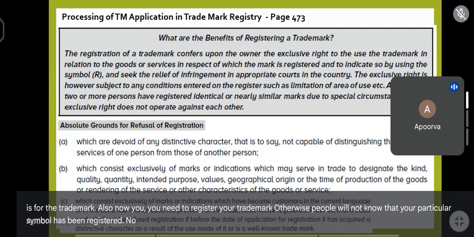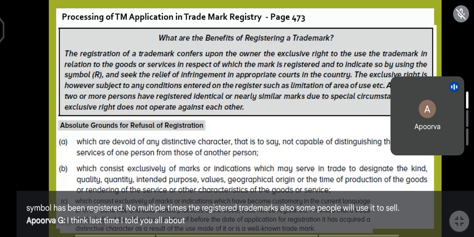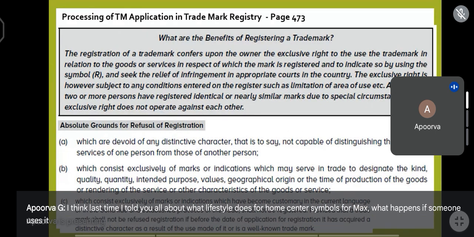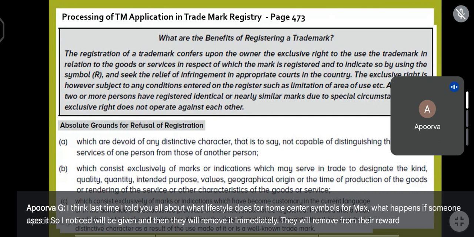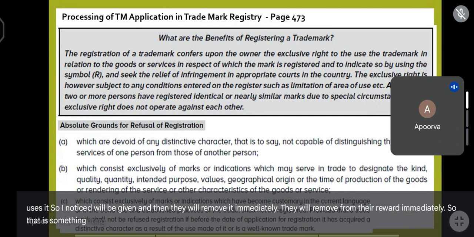Now, multiple times, even registered trademarks, some people will use them to sell. I think last time I told you all about what Lifestyle does for Home Centre symbols, for Max, what happens if someone uses it. A notice will be given, and then they will remove it immediately. They will remove it from their board immediately. So that is a benefit of having a registered trademark.